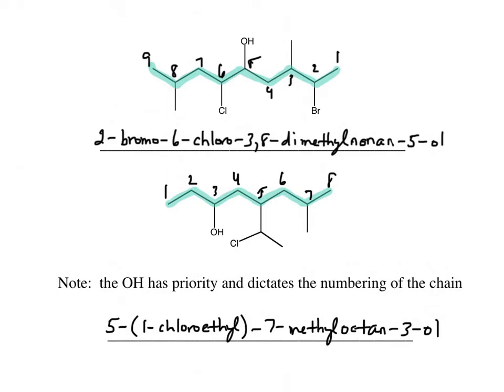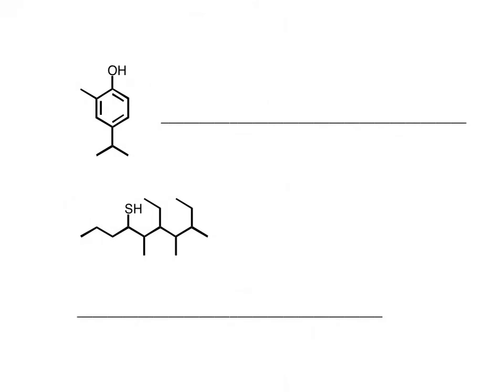Alright, moving on. Here we have a phenol. Okay, so phenol is going to be number 1. And then we want to go around the ring such that we give the substituents the smallest possible numbers. So we're going to head around to the left, or counterclockwise. That gives our methyl 2, 3, 4. And there's 5 and 6 we really don't care about. There they are. So I have a methyl at 2 and an isopropyl at 4.